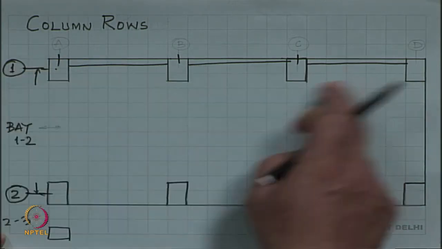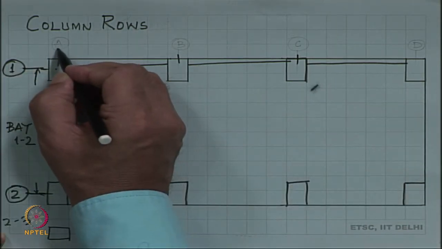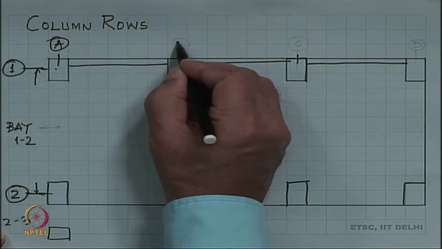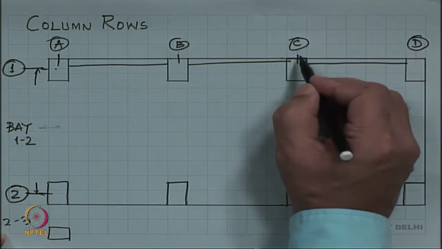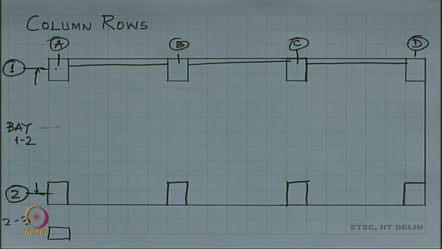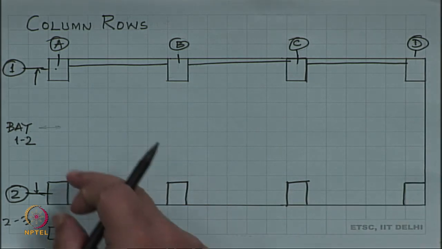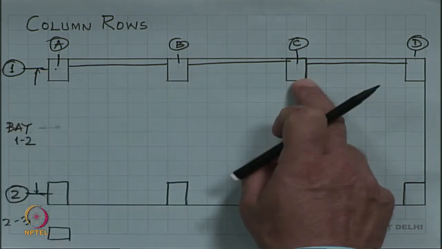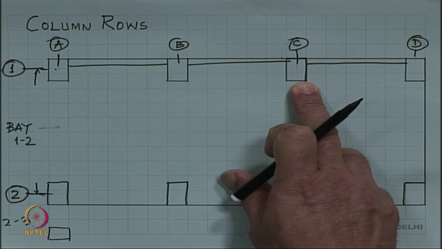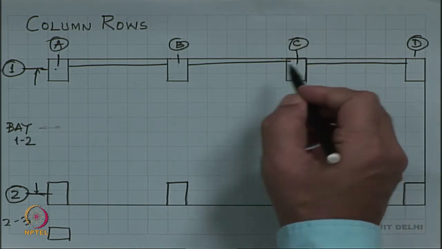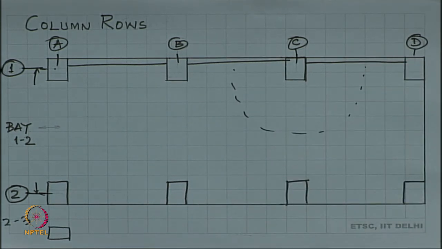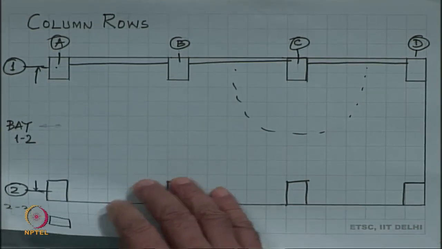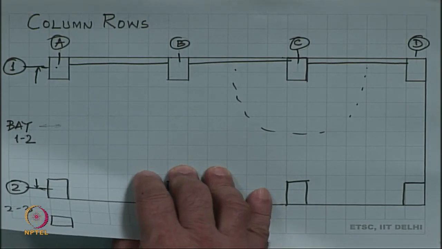So, this is row 1, row 2, and these would be nomenclatured as column A, this would be column B, this is column C, and this is column D. So, like that, we can very quickly refer that you look at column 1, Row 1, column C. So, you know that it is here, and this could be a referencing style for things which are in the vicinity of this particular column. So, columns and rows, this is quite common in very large constructions.